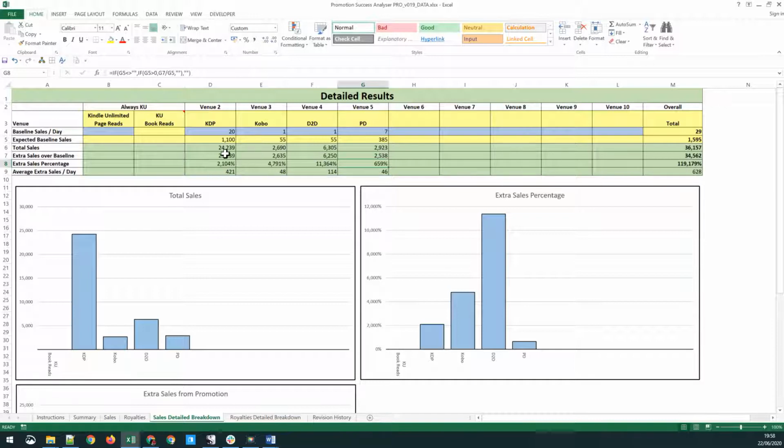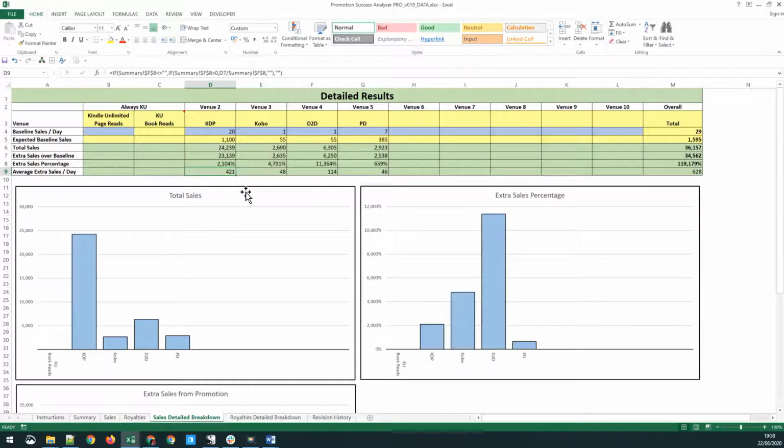And I believe I may have just spotted a bug. That number looks rather too high, so we'll have a look and sort that one out. And here you have the actual average extra sales per day. So those are useful, but then the charts are where it really stands out.